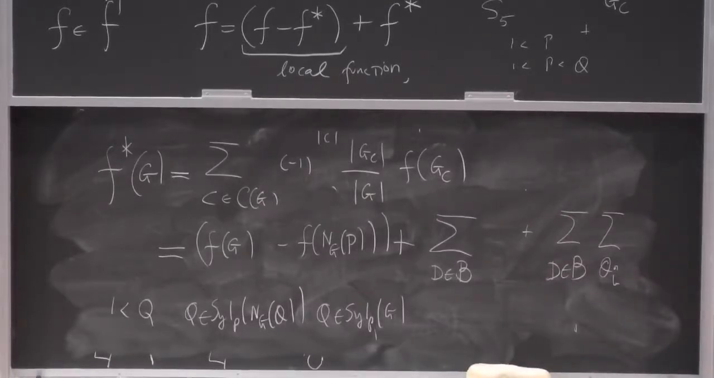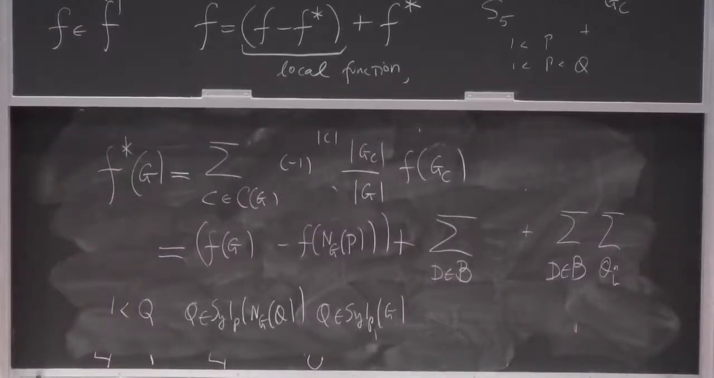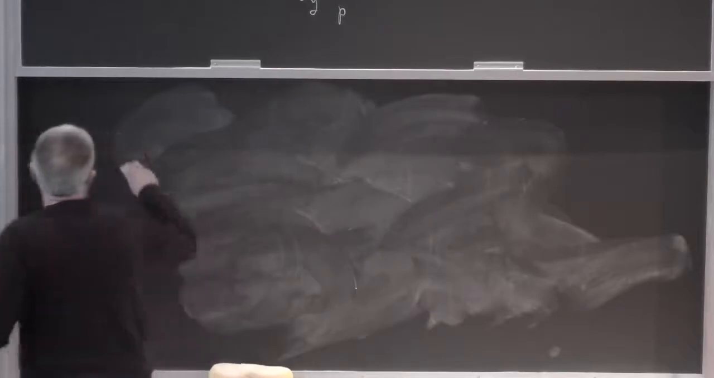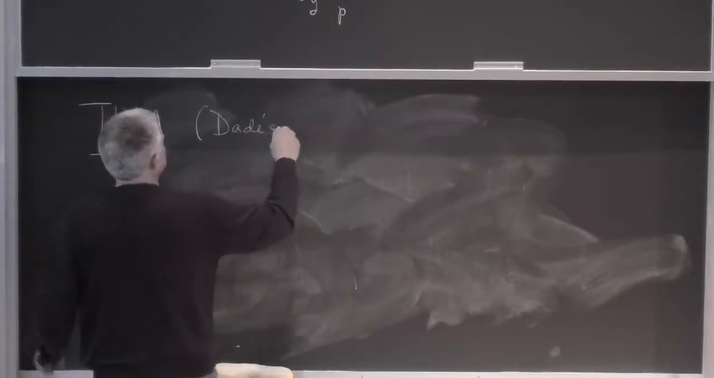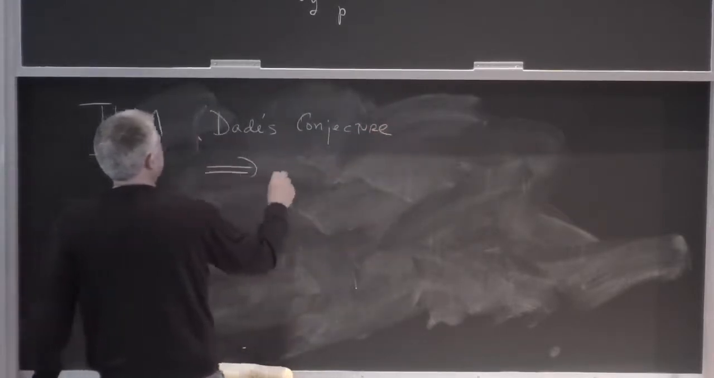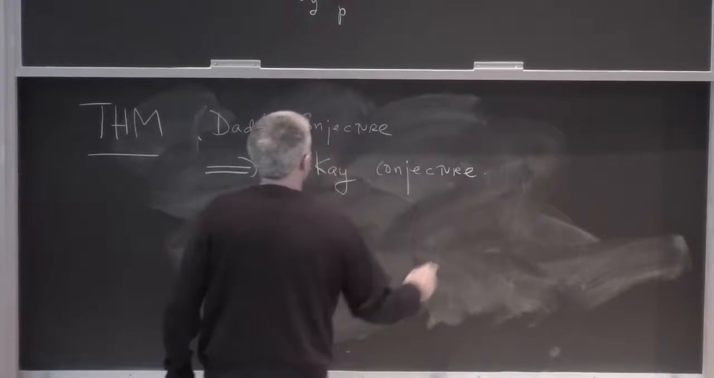Now I'm not going to waste more time with this because it's just noticing that the coefficients cancel and that everything is okay. I want to go to the last part. So there is nothing hidden here, everything is very easy. So let me finish. So theorem: Dade's conjecture implies the McKay conjecture. And here is the proof.